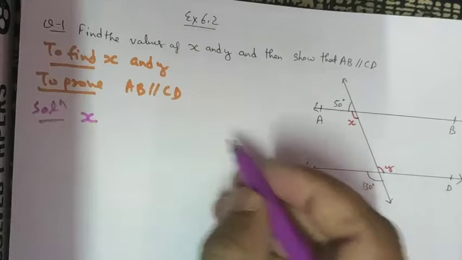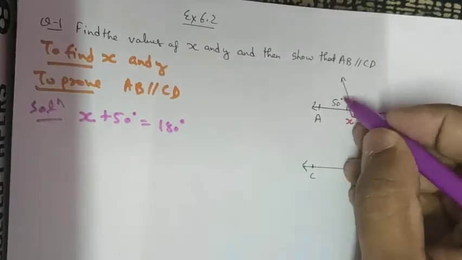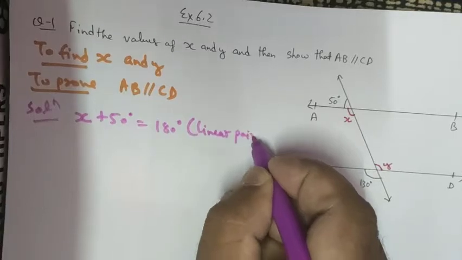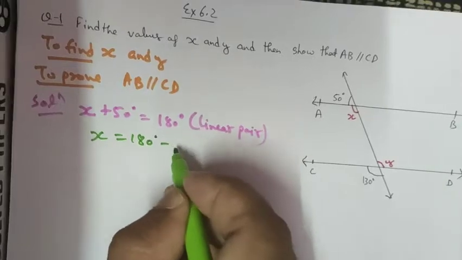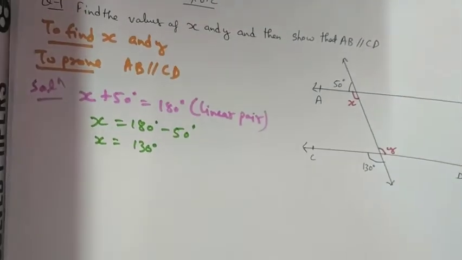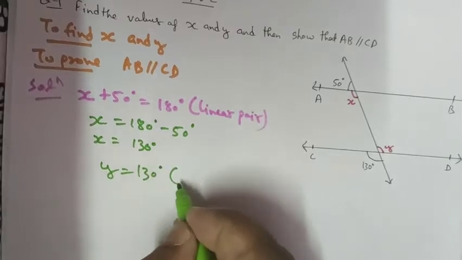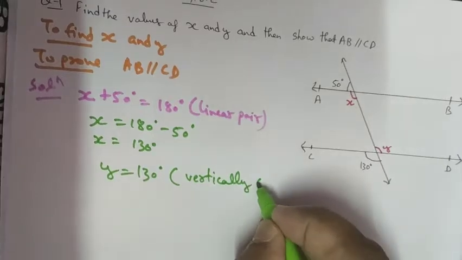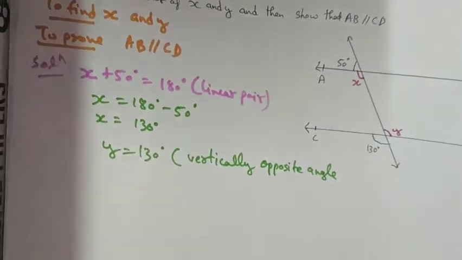x plus 50 degree equals 180 degree, because these are linear pair. So we can calculate x will be 180 degree minus 50 degree, that is x equals 130 degree. Now y will be equal to 130 degree. Why? Because it is vertically opposite angle.